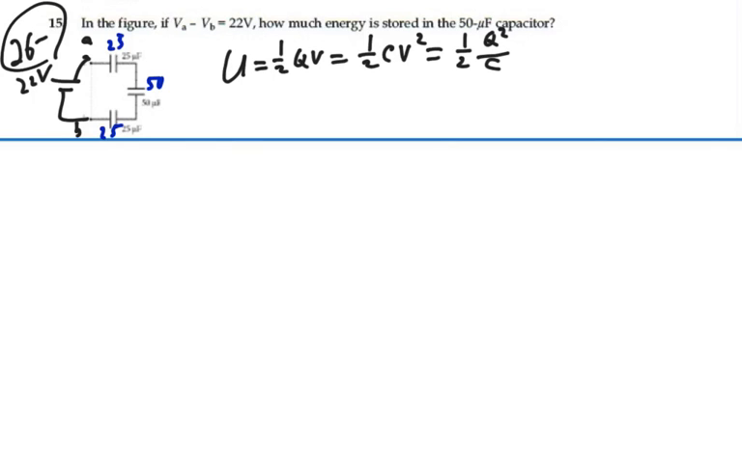Either one of these 3 forms will work to find energy, and in particular, if we want to find the energy in a particular capacitor, we would want to know its voltage or its charge, because then if we know its capacitance, we can calculate the energy stored. So we want to find either the voltage across this 50 microfarads, or the charge stored on the 50 microfarads.